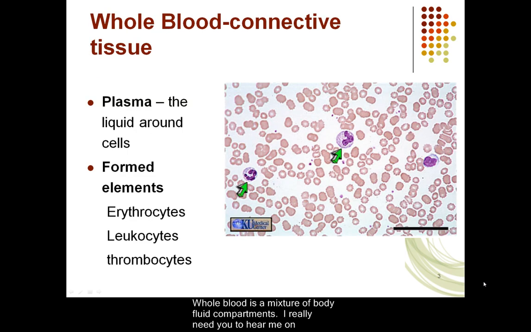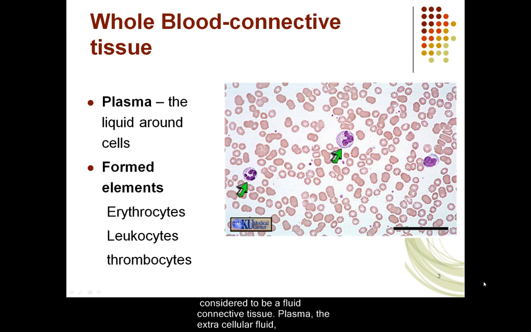Whole blood is a mixture of body fluid compartments. I really need you to hear me on this. Whole blood consists of extracellular fluid in the form of plasma and intracellular fluid with respect to the fluid within the red blood cells, platelets, and white blood cells suspended in the plasma. Whole blood is considered to be a fluid-connective tissue.